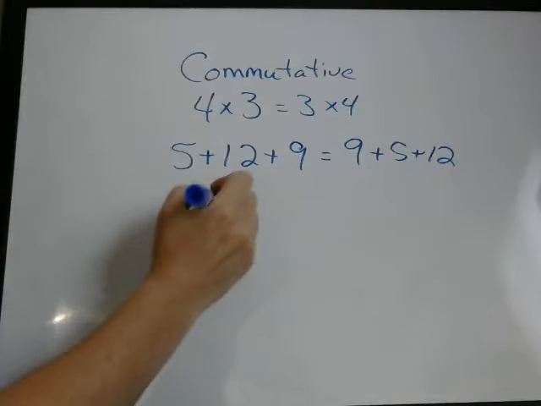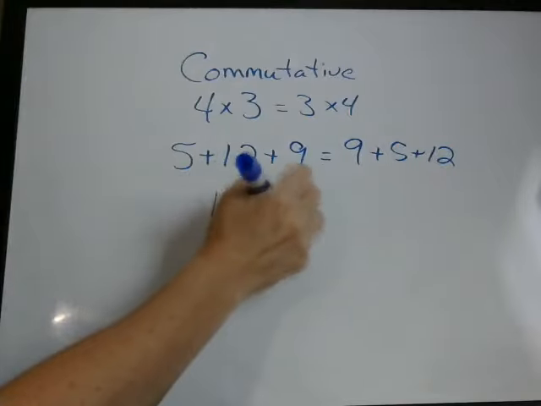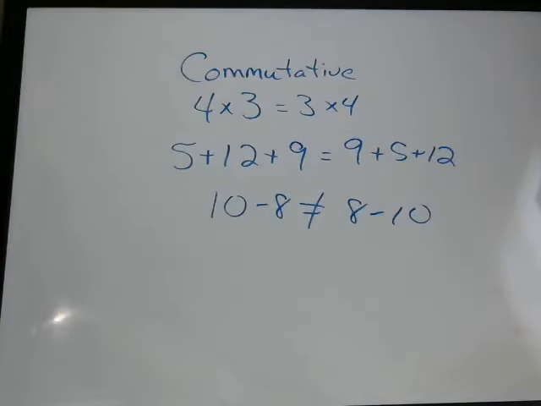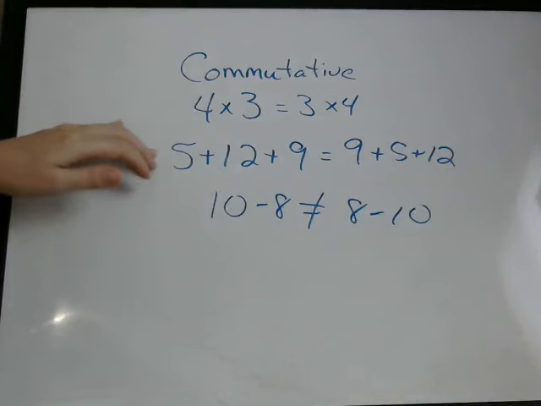For example, with subtraction, 10 minus 8 is not the same thing as 8 minus 10. So the commutative property only works with multiplication and addition, not subtraction or division.